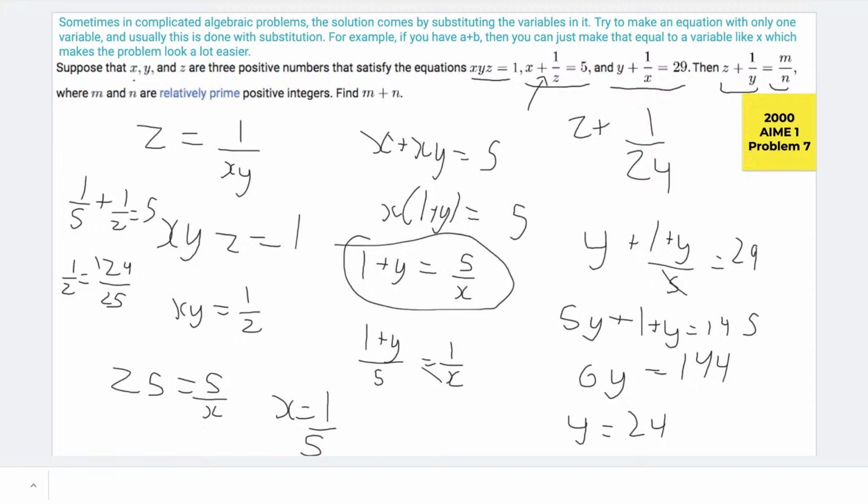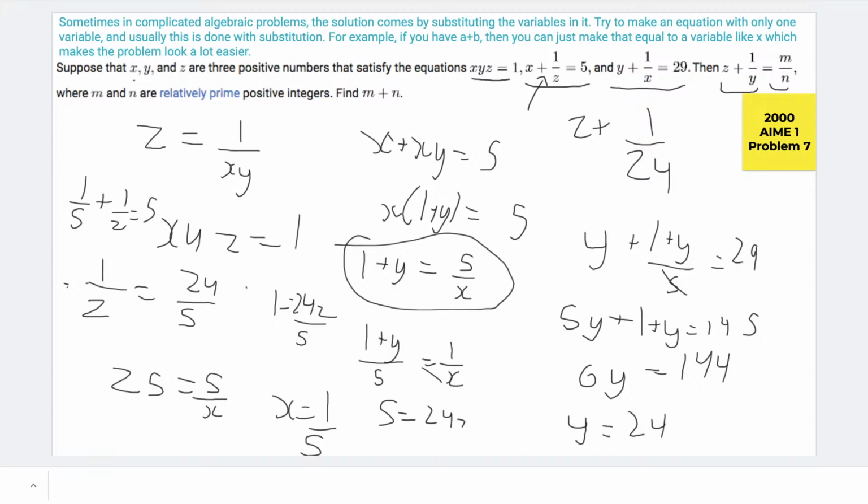Wait, I accidentally made a mistake here. Sorry. If you subtract from both sides, you get 1 over z equals 5 minus 1 over 5, and if you take a common denominator, you get 24 over 5. Then you multiply both sides by z to get 1 equals 24z over 5. Then multiply both sides by 5 to get 5 equals 24z, and divide both sides by 24 to get z equals 5 over 24.